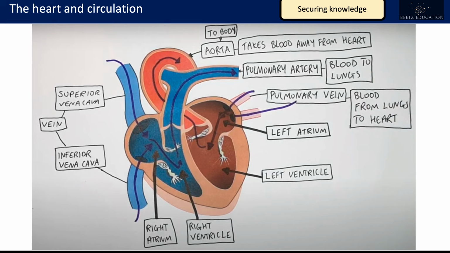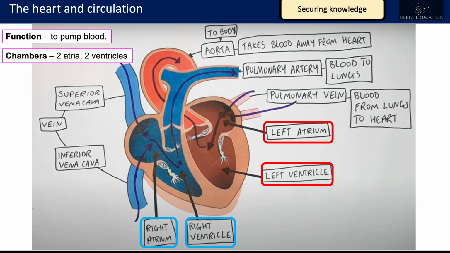With two different colours, red and blue, just to help us understand the flow of oxygenated and deoxygenated blood, which we'll talk about in a moment. And we've got some arrows showing the direction for blood flow. Obviously, the main function of our heart is to pump blood. There are four chambers labelled there. We have two atria and two ventricles.